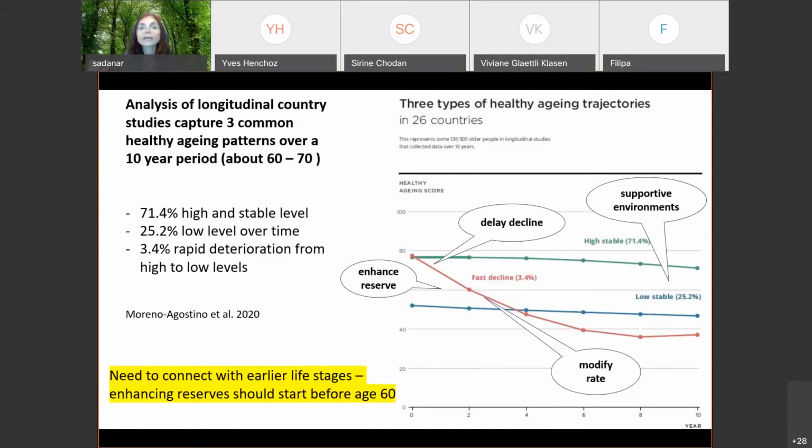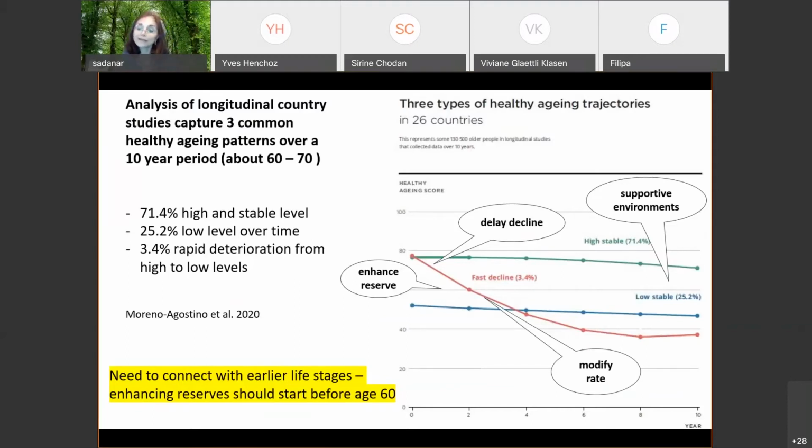And of course, we can consider what we can do to enhance reserve, to identify those people who are potentially in that fast decline, to prevent that from happening, or at least to modify the rate, and ensure overall that we have a more supportive environment. So even when there are declines, we can optimize functional abilities.